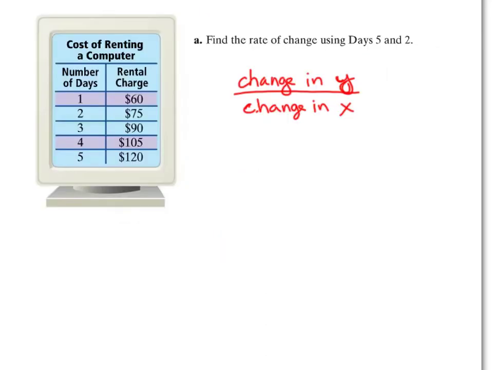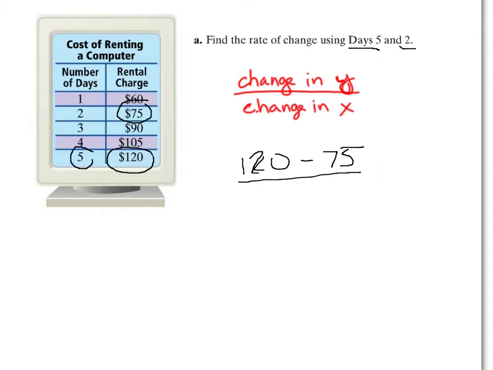In that slope, you're going to be looking for the rate of change in, say, a table. And they want you to actually use day 5 and day 2. So we're going to look at day 5, that is $120, and day 2 is $75. So we want to find the change in our y values, which is that second table. So we're going to look at 120 minus 75. Then we're going to look at the change in the x values. So day 5 and day 2.